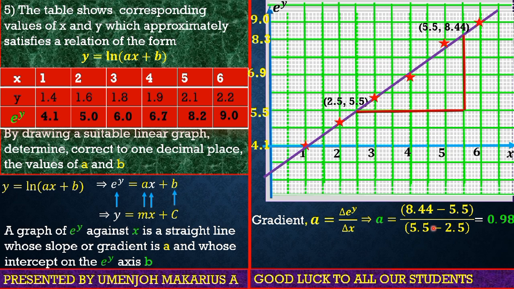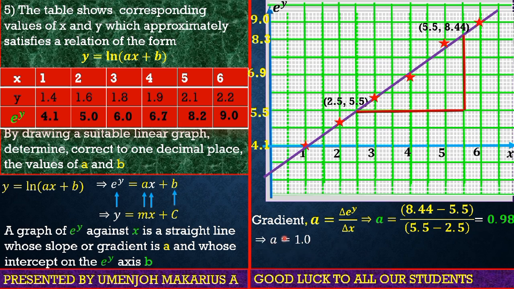But, guys, what did we say? That our gradient is a, right? So it means our a is equal to 0.98. But the question said to the nearest whole number, right? To 1 decimal place. So to 1 decimal place, guys, we are simply going to have 1.0 to 1 decimal place.